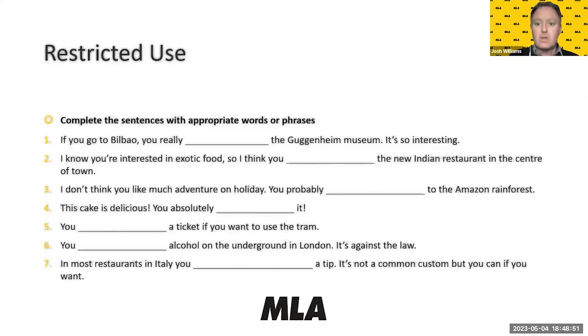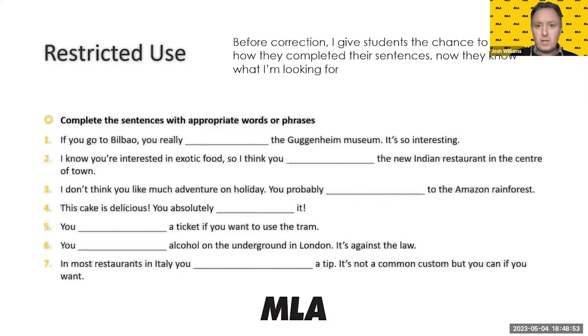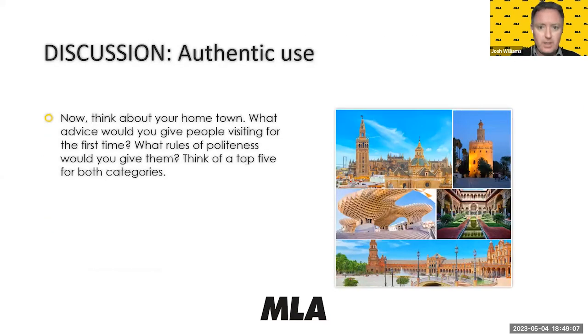Going back to the restricted one, they can go back and change their answers. Now that you've clarified it, they could go back and say, did you make any mistakes? Do you want to check it? Maybe they could check their partners' work as well, or work in pairs. Then authentic use.